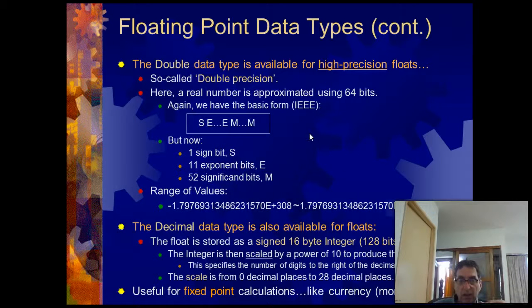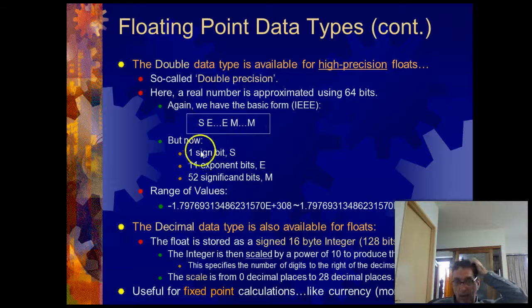Now we can talk about floating point doubles. It's still a floating point data type, the so-called double precision. Here, a real number is approximated using 64 bits. Again, we have the basic IEEE format like this. So we have S, then a bunch of E's, then a bunch of M's.